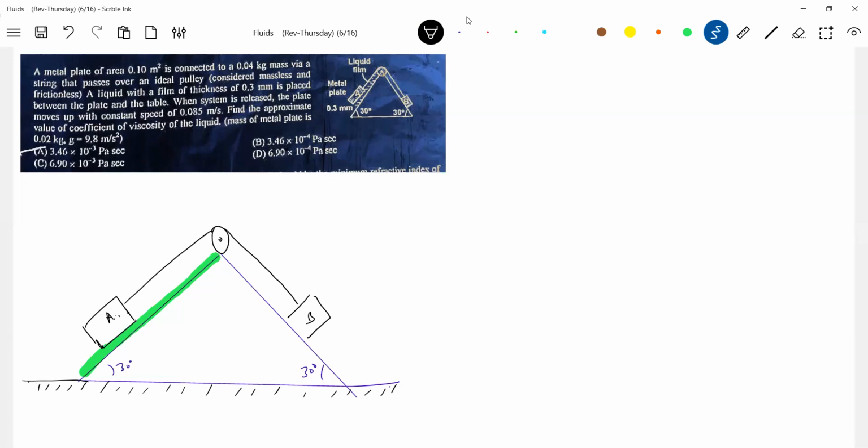A metal plate, this metal plate of area, with a liquid film. Find the mass of the plate, which is 0.02 kg. There are two metal plates. The 0.04 kg mass is connected via a string that passes over an ideal pulley.